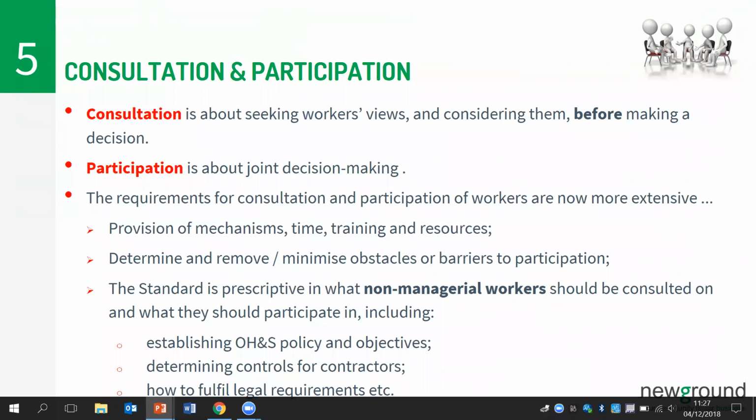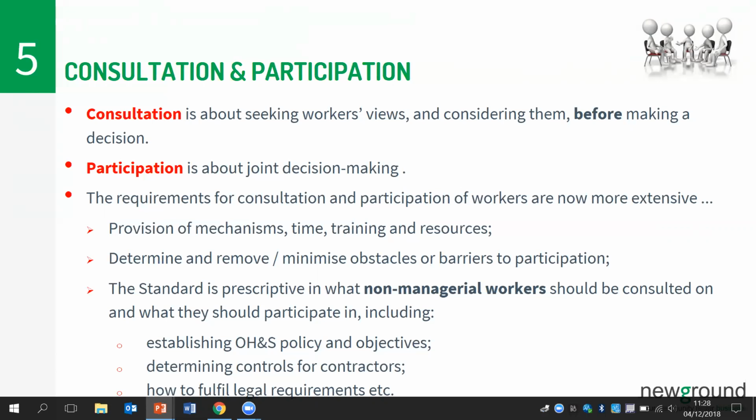The consultation and participation requirements are now quite extensive in the standard. The business must provide the mechanisms, time, training and resources for effective consultation and participation. And it's up to you to determine the best ways of ensuring effective consultation and participation in your business, and whether you need to set up formal mechanisms such as health and safety committees. Once the mechanisms have been determined, it's important that they are given full top management support.